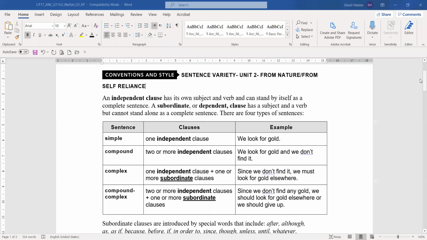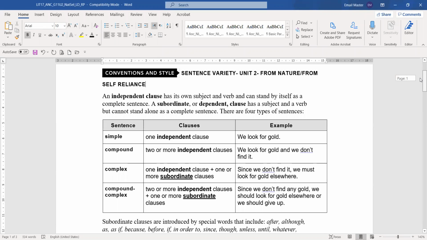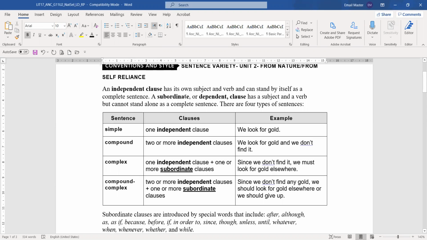Okay, so let's go to the worksheet and then look at some more information about the topic. So this is Unit 2 from Nature and from Self-Reliance section. So if we remember, an independent clause has its own subject and verb and can stand by itself as a complete sentence. A subordinate or dependent clause has a subject and a verb, but cannot stand alone as a complete sentence because it's not a complete thought.